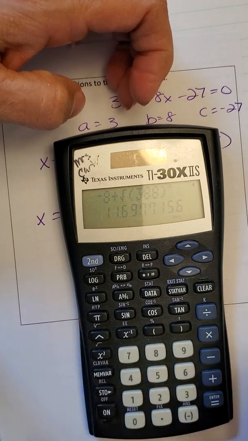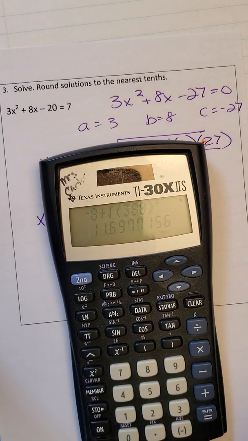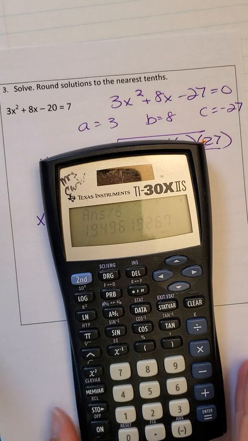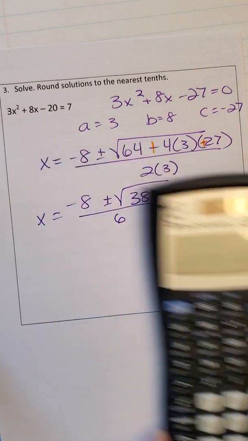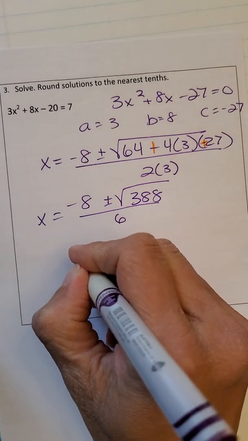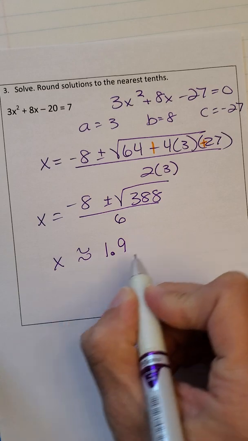That's a really common mistake. That's why I pressed equals. There's a way to do it with parentheses where you could do it all at once, but I don't want to confuse you too much. So make sure that you say negative 8 plus the square root of 388 equals, then divide by 6. So that's 1.94. I'm rounding to my nearest tenths, so that would be 1.9. And remember, it's approximate. I'm rounding, so I'm not going to say equals.